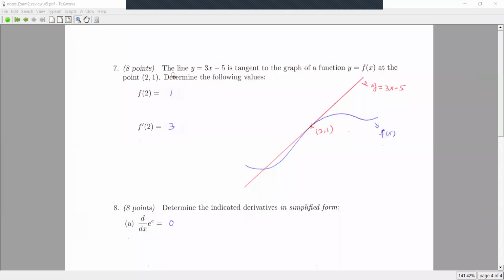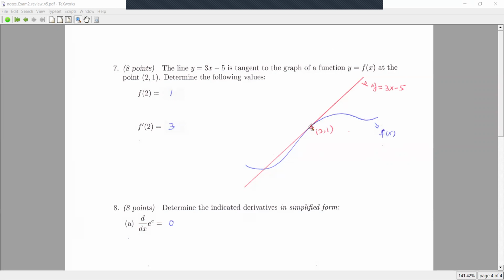Problem 7. The line y is 3x minus 5 is tangent to the graph of a function f at the point 2, 1. Determine the following values. Function value at 2 and the derivative of f at 2. To help myself answer the questions, I arbitrarily draw a curve. And suppose this curve is the graph of function f. Suppose the point 2, 1 is here.